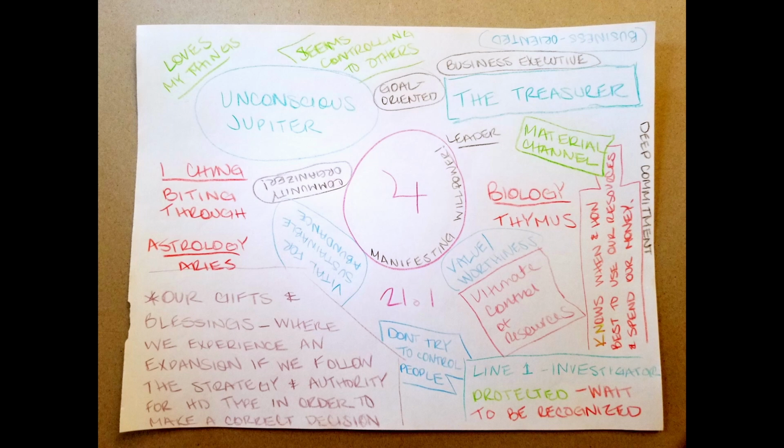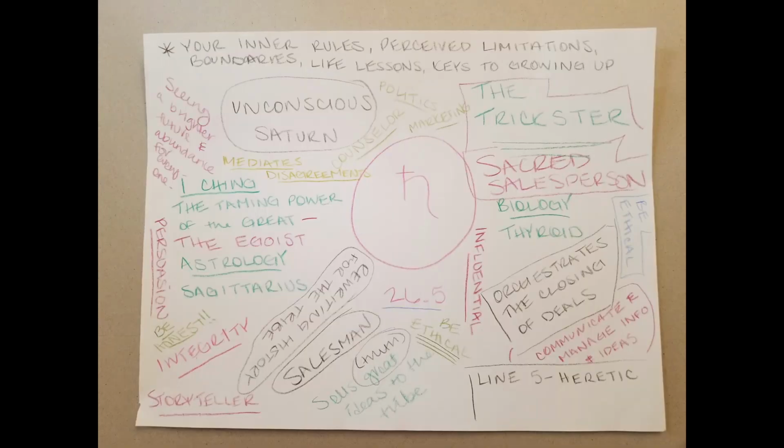Next, we have the unconscious Saturn. And Saturn represents our inner rules, perceived limitations, boundaries, life lessons, and keys to growing. And for me, that's gate 26.5. Gate 26 is the gate of the trickster, and it's also interpreted as the sacred salesperson. So my inner rules, my perceived limitations and boundaries, life lessons, and keys to growing up are all about being that sacred salesperson.